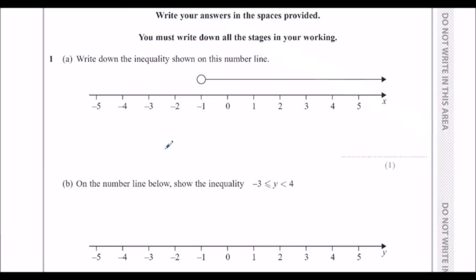So we've got a circle at -1 and it's saying it's bigger than. So it's called x and it's bigger than -1. It's not or equal to. If it was or equal to, the dot would be coloured in. So it's not. So it's just x is bigger than -1.